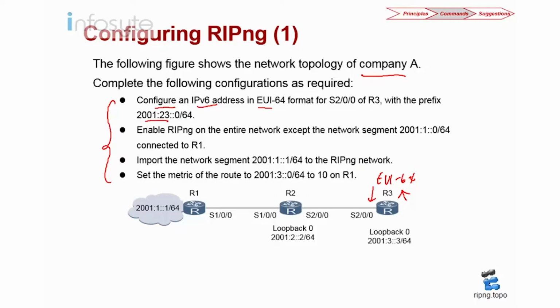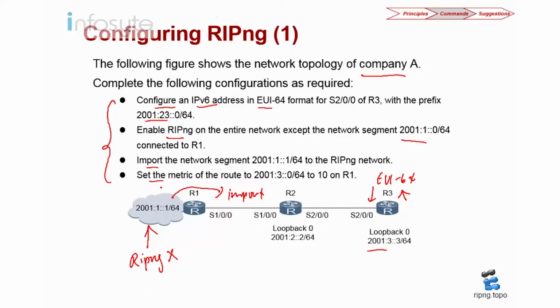Okay, so here we have 2001:23. That's based on our network. Then we are going to configure the RipNG on the entire network except on 2001:1, which is in this network. So we should not enable RIP. We should not enable this. But we need to use import statement. So for R3 to be able to see 2001:1, we have to use the import.